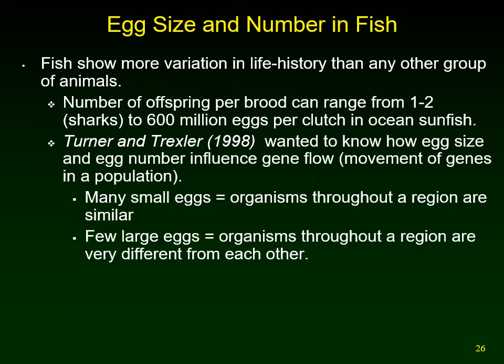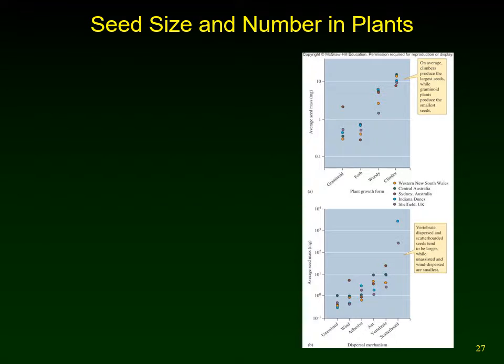If you have an organism that has a small number of large eggs, then the organisms throughout a region tend to be very different. And this is because there's not as much intermixing of genes and not as much reproduction going on to mix up those genes. So if you have a lot of small eggs, then organisms tend to be all very similar. If you have very few large eggs, then the organisms tend to be very different. We can also look at seed size and number in plants and how this influences the population.